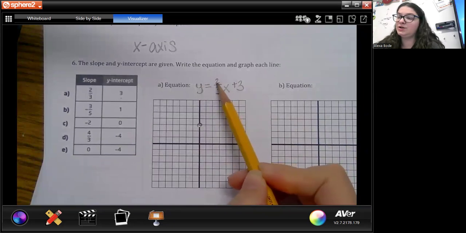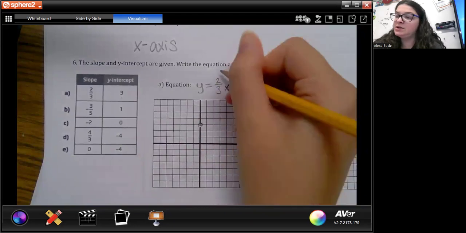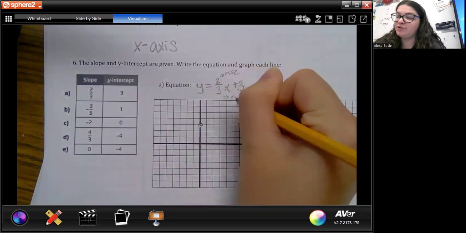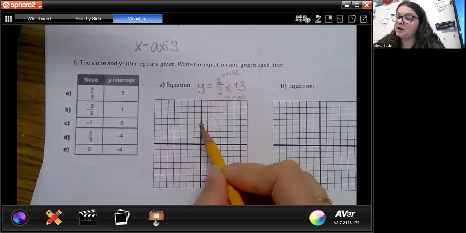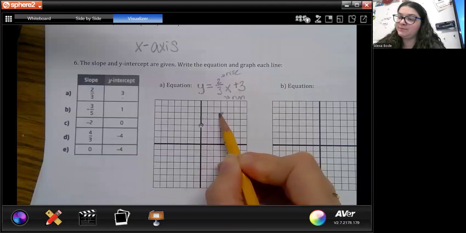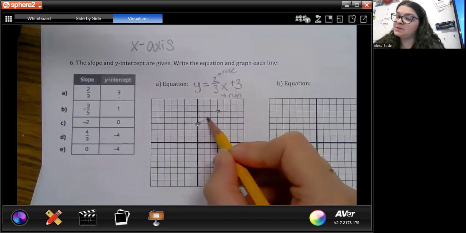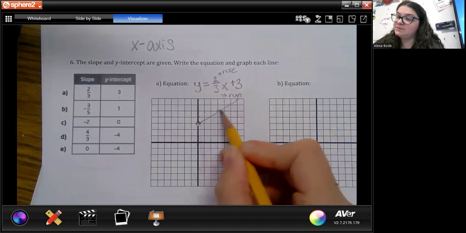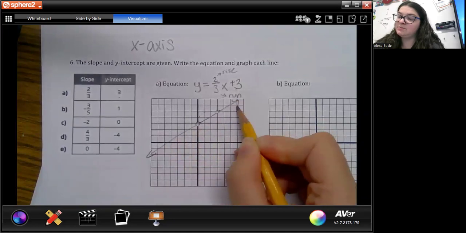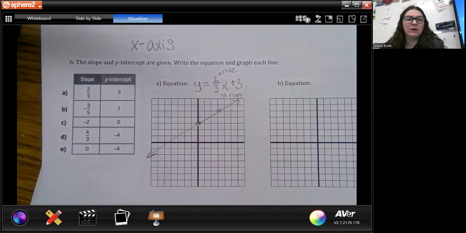My slope, 2/3, well, I know that my slope is rise over run. So my 2 is my rise. My 3 is my run. So I'm going to go up 1, 2 and run 1, 2, 3. And I can connect. Notice my slope is positive. I'm going to do one more with you.